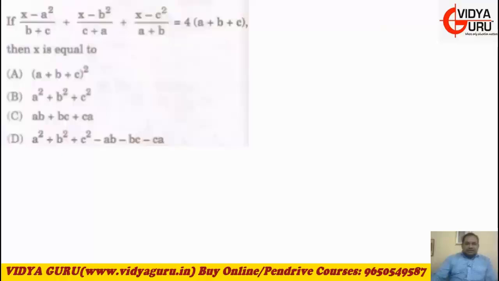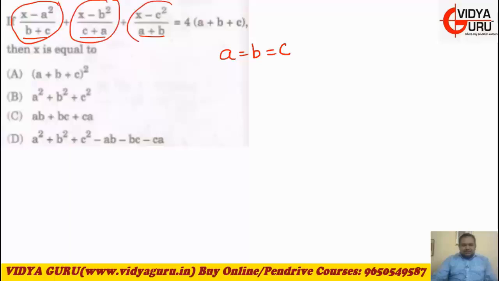Now let's have a look at this one. This is again symmetrical. Just by looking you can say this is symmetrical. So there is no harm in assuming a is equal to b is equal to c and then solve it. So I would say the given information is this term is equal to this term is equal to this term.